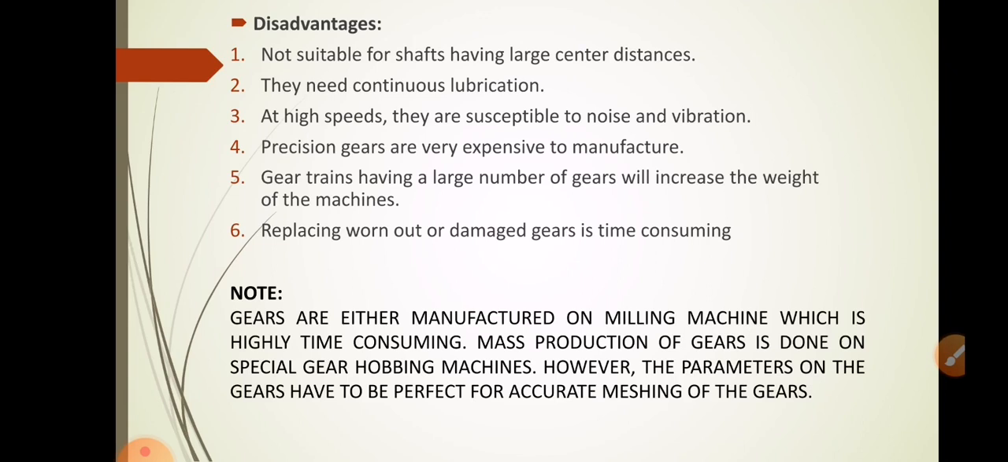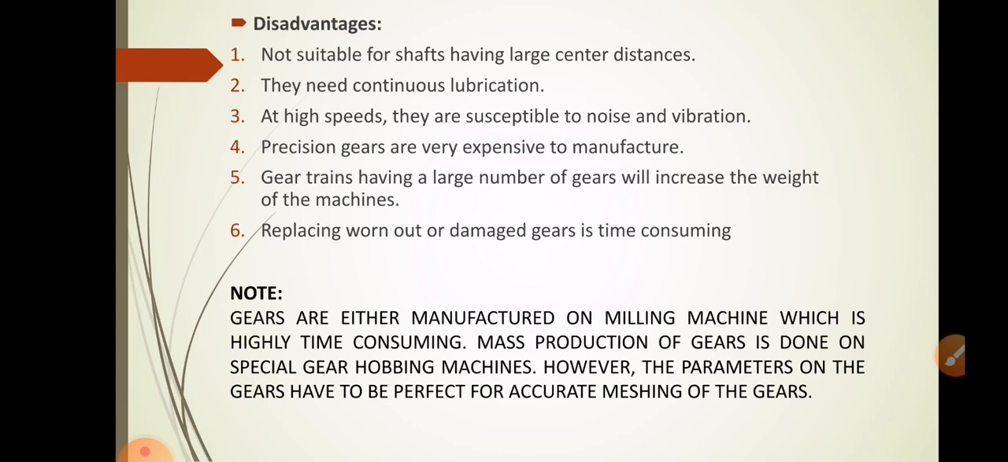Of course, even belt drives sometimes give noise, but there are special types of belts which are noiseless in operation. Then precision gears, which are used especially in watches and so on, are extremely expensive to manufacture. And gear trains having a large number of gears will increase the overall weight of the machines. Then replacing worn out or damaged gears is time consuming. You have to remove the gear from the shaft, mount a new gear, and so on. So it is going to be time consuming.